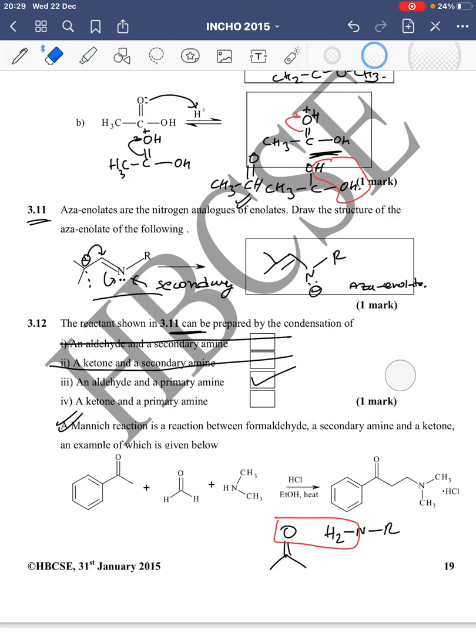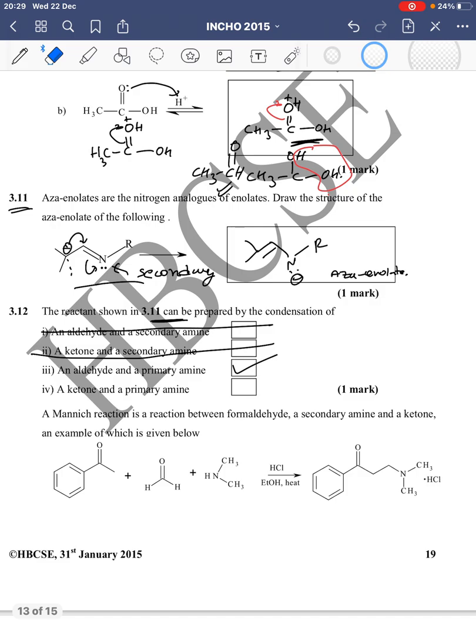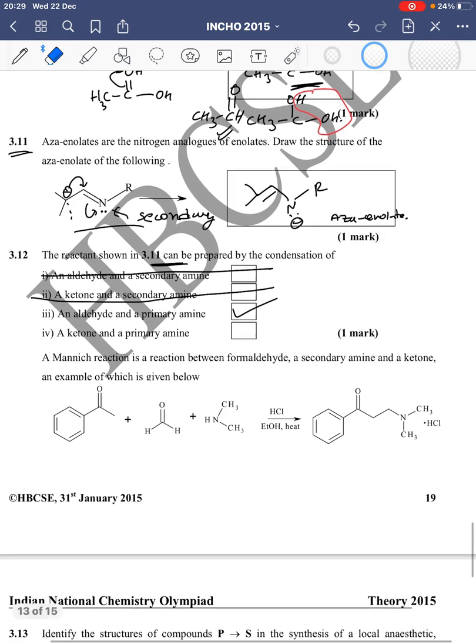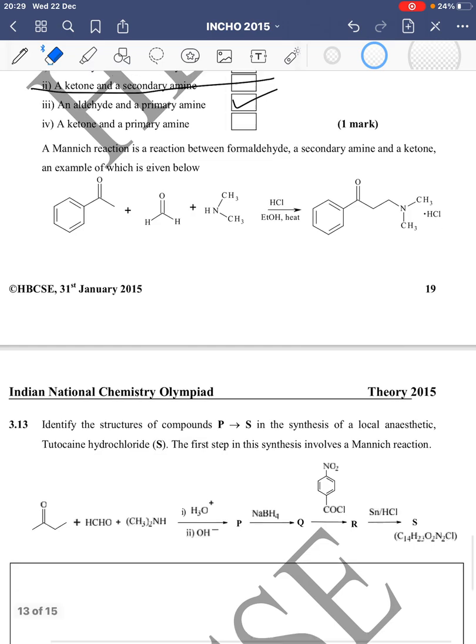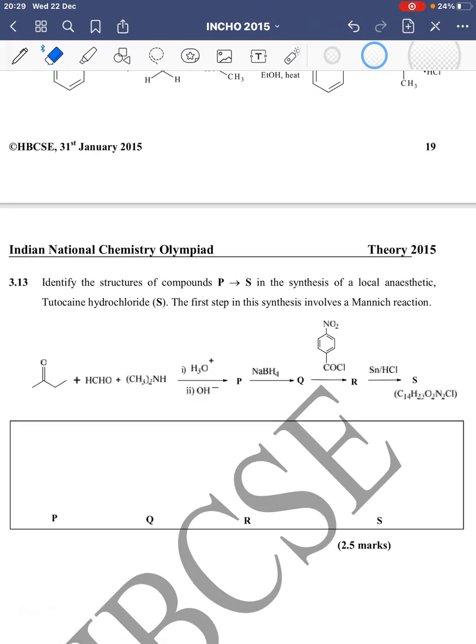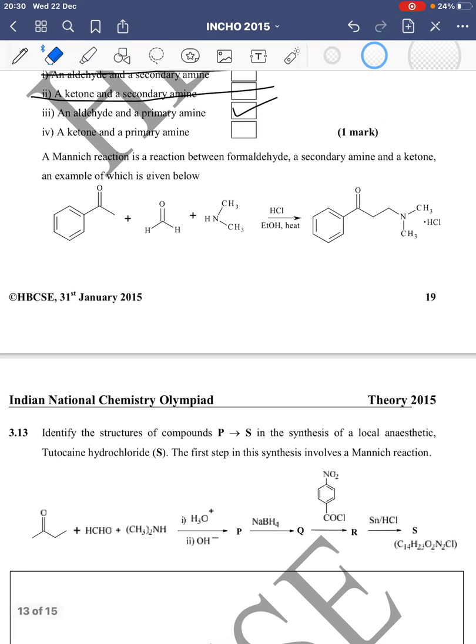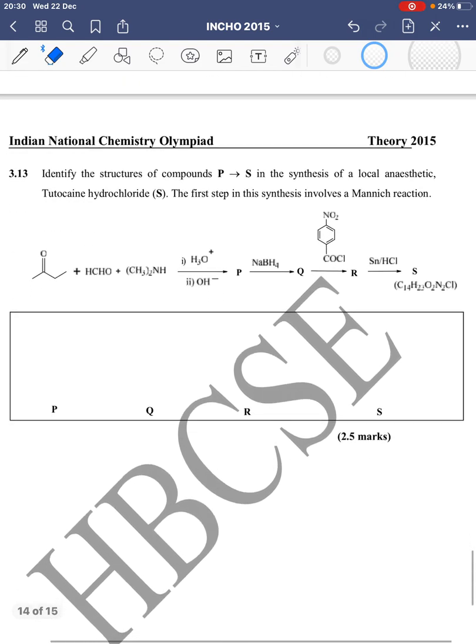Let's move to the next problem. That is the Mannich reaction between formaldehyde, a secondary amine and a ketone, and the example is given below. And in the next problem, it's given to identify the structures of compounds P, Q, R and S in the synthesis of a local anesthetic, that is the Tetracaine hydrochloride. So let's start with the reactions.